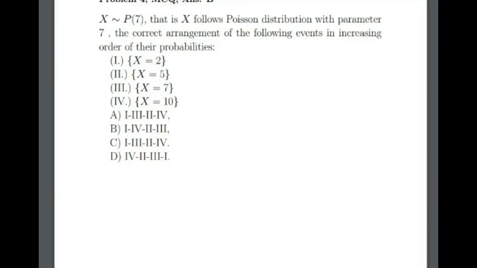And in the fourth option, probability x equals 10 lies between 1 and 2. That means p of x equals 2 is less than p of x equals 5, which is less than p of x equals 7, and 10 lies between 2 and 5. So that can be a possibility. So option B is the correct answer.